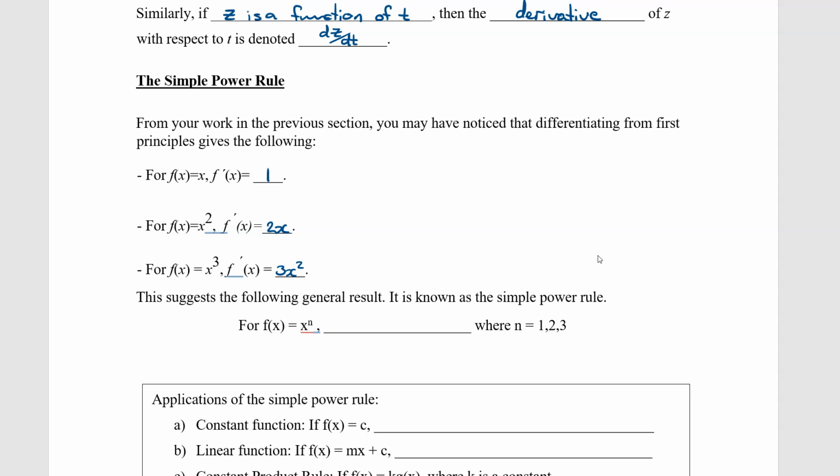So notice that for all of these, we bring the power down in front like so, and then we take 1 from the power. This used to be 3, but now it's 2, so it's 3 minus 1.